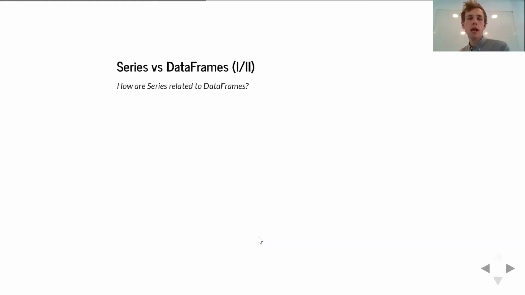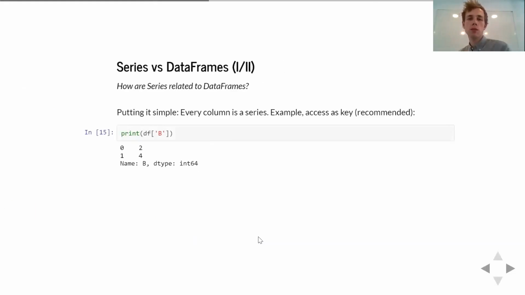Okay, so we may now ask, how are series related to data frames? So we've already touched upon this, but putting it simply, every column we can think of as a series. So consider the following example here where I want to access a specific column in a data frame with what I call a key-based approach. So I refer directly to the key, to the column name. So here I print column B in df, and I get the following out here.